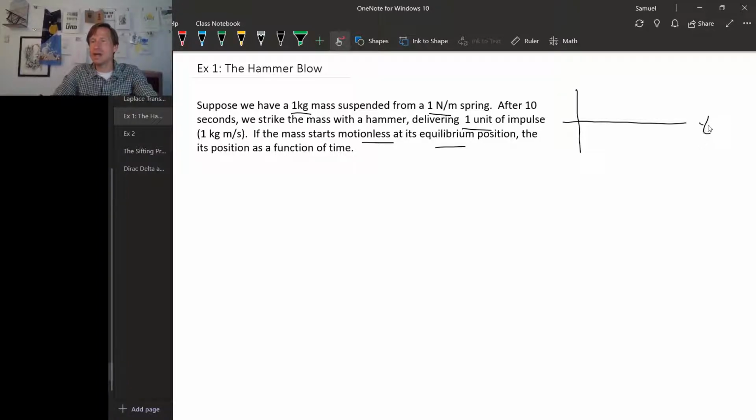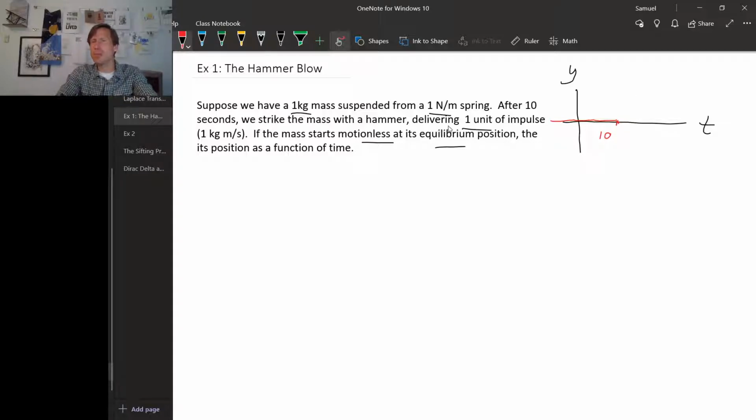If we graph the position of the mass as a function of time, since it's starting motionless at its equilibrium position, that's 0, so it's going to start at 0, and then at time 10, we're hitting it with a hammer. And if we deliver 1 unit of impulse, that means it's going to start moving upwards.